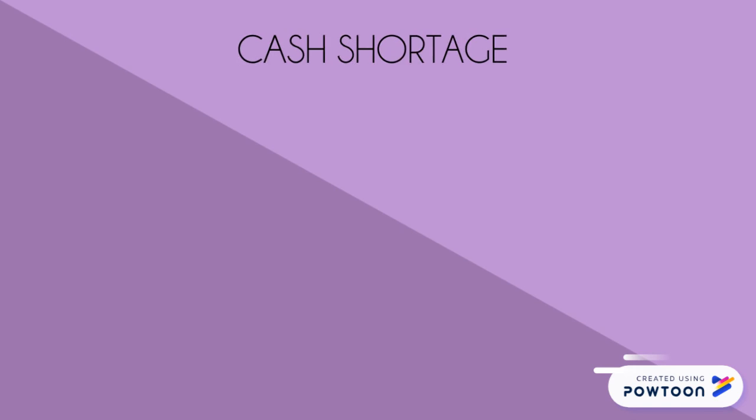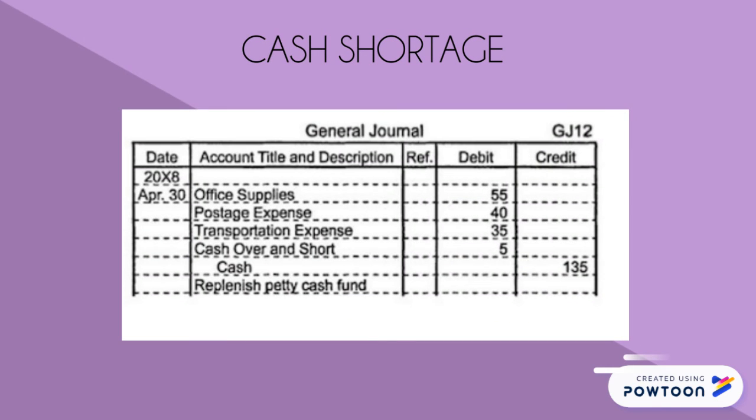In this example, the receipts total $130, but the fund needs $135. So the cash over and short is debited for $5 as there is a cash shortage.